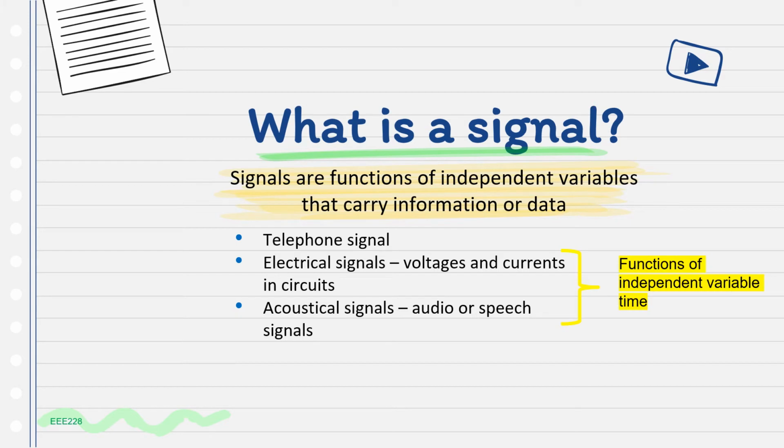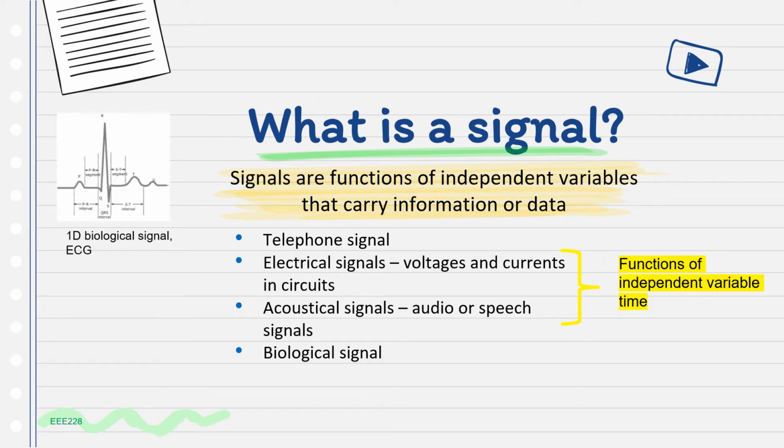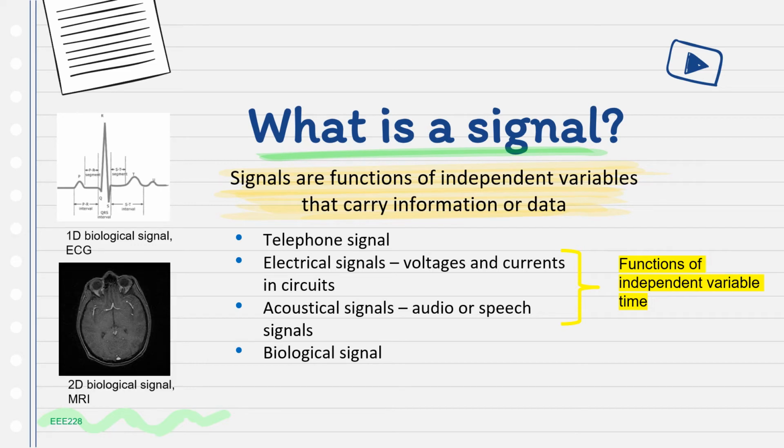And you see, electric signals and acoustic signals are functions of an independent variable, which is time. Another example is biological signals, or natural signals. For example, we have a 1D biological signal, which is the ECG, and another example of a biological signal, which is 2D, we have MRI.